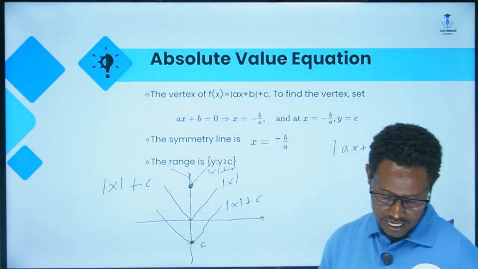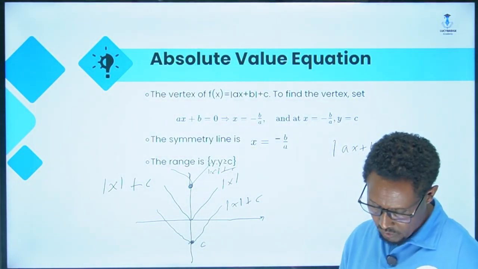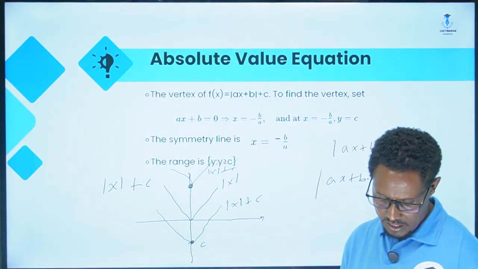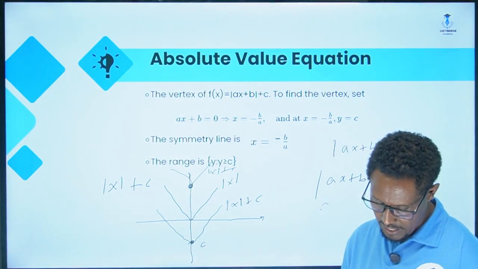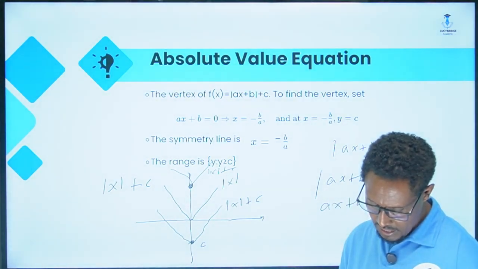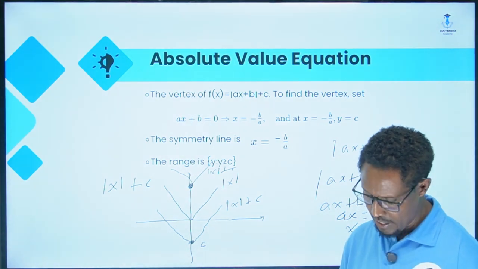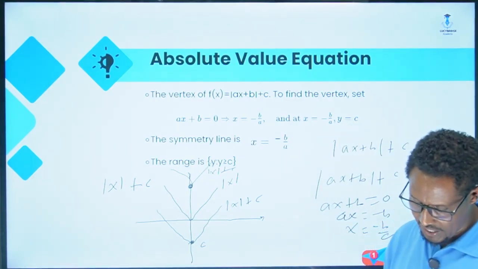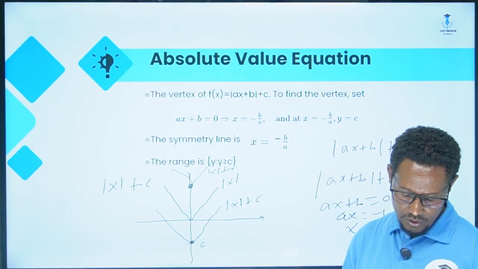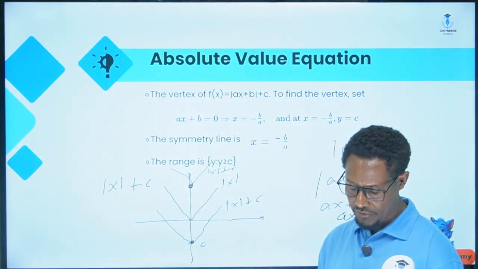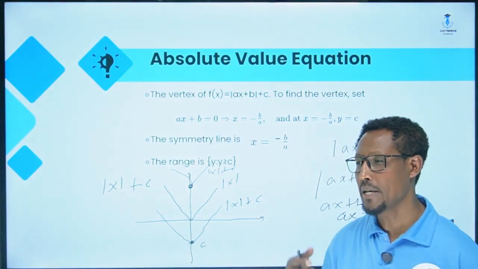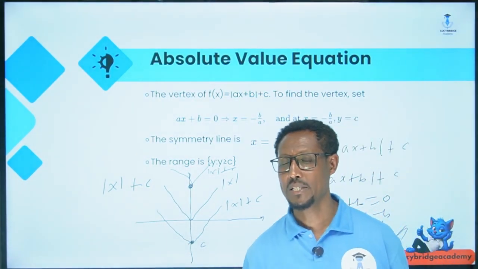And for the absolute value of ax plus b plus c, set ax plus b equal to 0, so ax is equal to minus b, x is equal to minus b over a, dividing both sides by a. That is minus b over a units to the right or to the left shift. The symmetry line, if our function is the absolute value of x, the y-axis is the symmetric axis, or symmetric line is the y-axis.